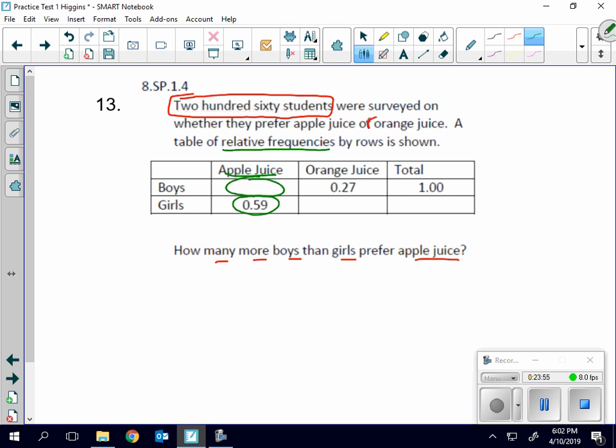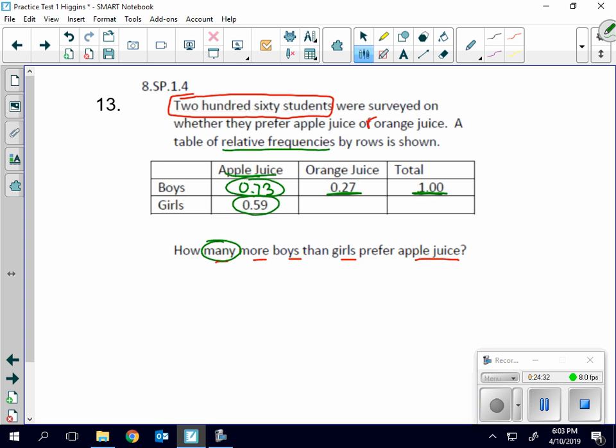Well, we know if there's a total of 100% and 27% prefer orange juice, well, 1 minus 0.27, you can use a calculator if you want, is 0.73. So this is 0.73. In other words, 73% of the boys like apple juice. But it asked how many more boys. It's not asking how many more percent of the boys. We want to actually find out how many more boys.